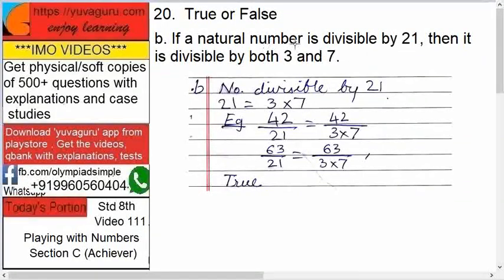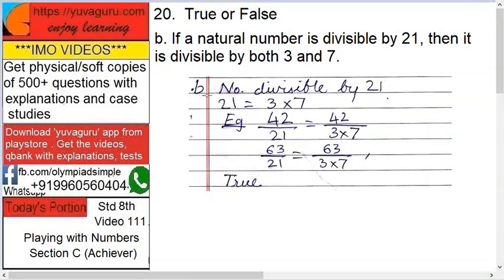Next, if a natural number is divisible by 21, then it is divisible by both 3 and 7. Okay. So 21 divisible by 21. It means 21 is what? 3 into 7. So it will definitely be divisible by 3 and 7. Okay. So here it's like this. If this bigger number divides somebody, then these smaller numbers would definitely divide.